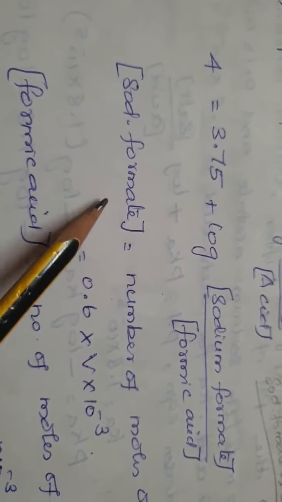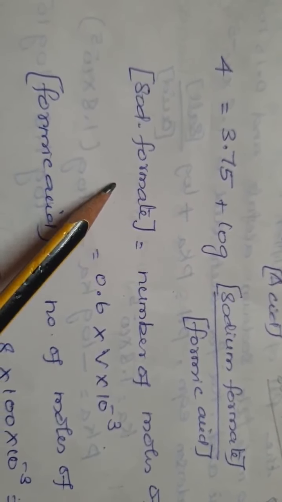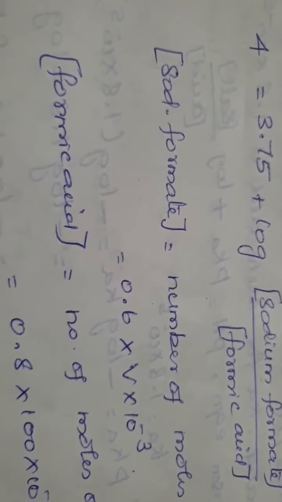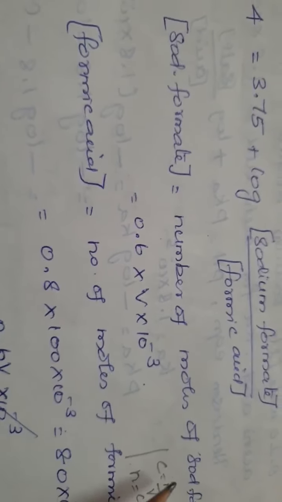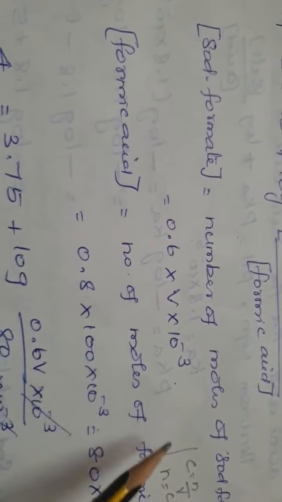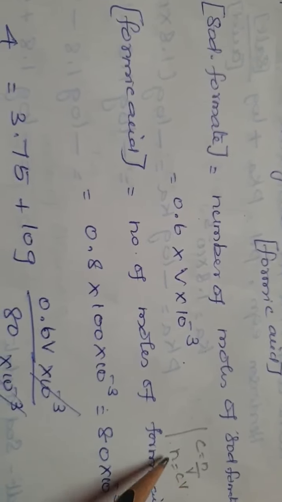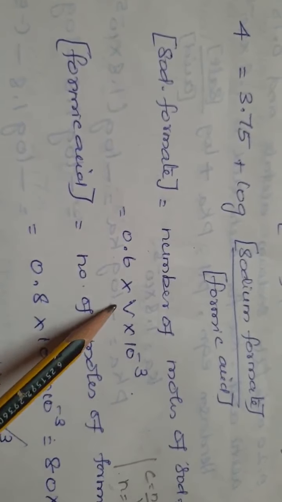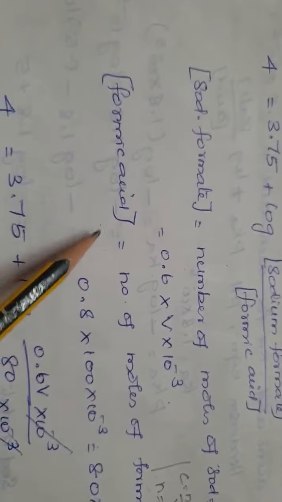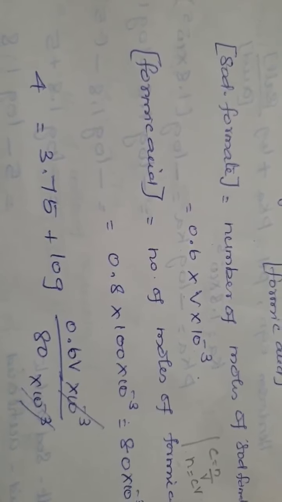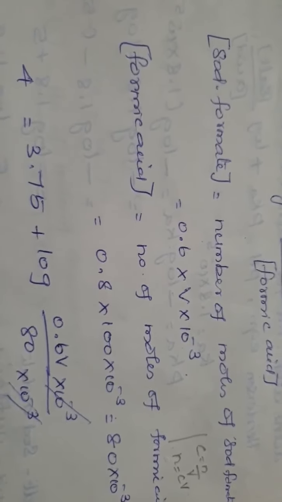So you have to calculate the salt concentration; the volume of salt mentioned here is sodium formate. First you calculate the concentration, because with the concentration you can calculate the volume. So for sodium formate, number of moles of sodium formate: already you know that C is equal to n by V, so number of moles is equal to concentration into volume. Concentration is given as 0.6 into volume, which is not given, so V into 10 power minus 3, it's in liters. Then number of moles of formic acid: 0.8 into 100 into 10 power minus 3, so 80 into 10 power minus 3.